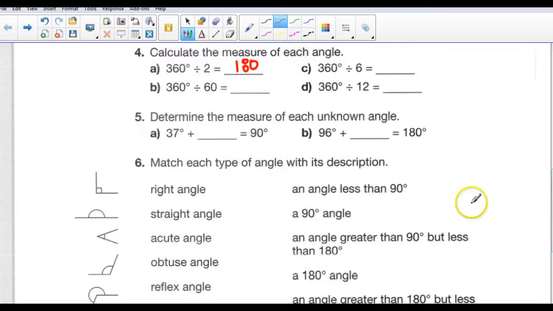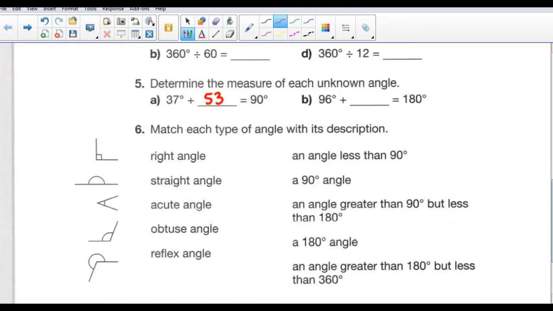Determine the measure of each unknown angle. 37 plus what number equals 90? Well, the fastest way to do this is just take your calculator and take 90 and subtract 37, and that equals 53. Okay, so 37 plus 53 equals 90. All right, you can do the other one.